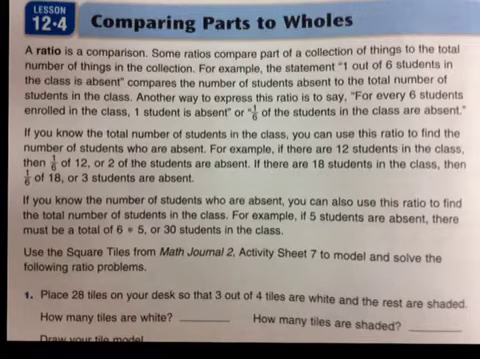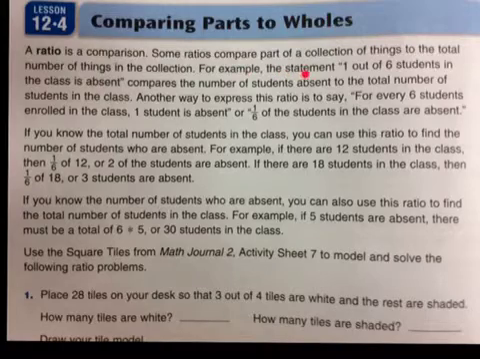Lesson 12-4 from your math journal, page 408. Let's take a look at what a ratio is and how we use it to compare. Okay, follow along as I read. A ratio is a comparison. Some ratios compare part of a collection of things to the total number of the things in the collection. For example, 1 in 6 students, 1 out of 3 apples.